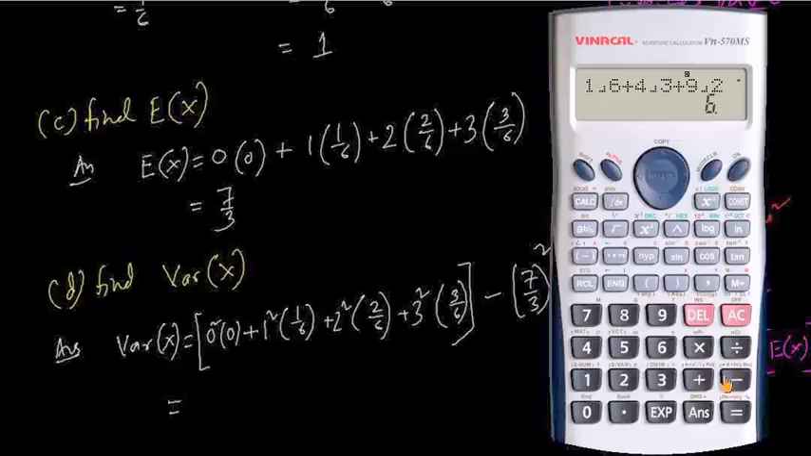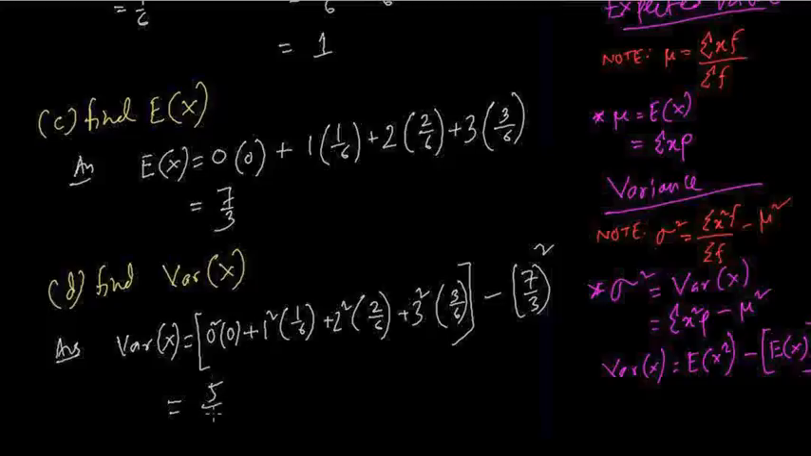Then minus 7 by 3 whole squared, which is 7 squared is 49 by 3 squared is 9. So this will be 5 by 9. So the variance is going to be 5 by 9. Remember, variance is the calculation that you do before you find the standard deviation, and variance and standard deviation give you a measure of dispersion, meaning the gap between one data and the next data.